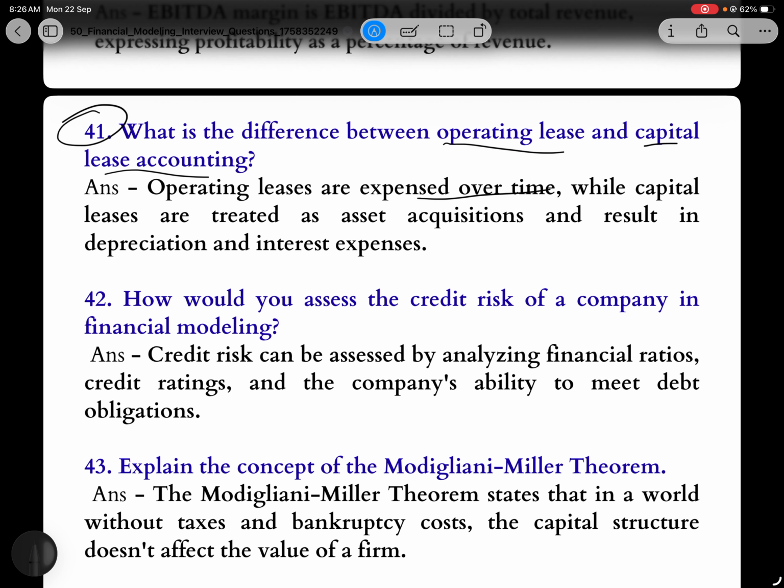So you have year 1, 2, 3, and then 10,000, 10,000, 10,000. That's all you will see. Whereas in terms of capital lease, it's treated as an asset acquisition, and it will be expensed through depreciation and interest expense. It will be measured at present value.